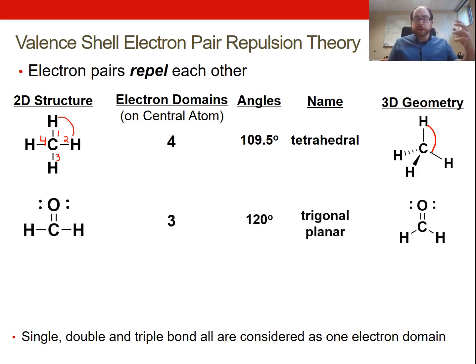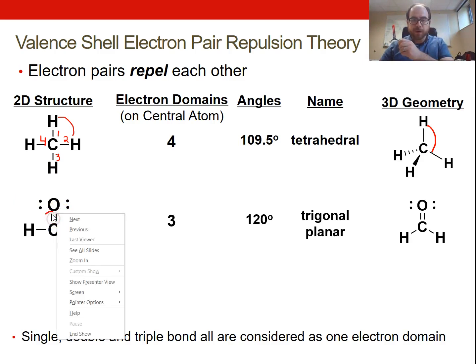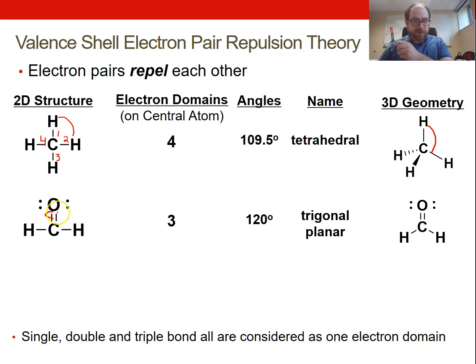If I have 3 electron domains, say formaldehyde, here's what my formaldehyde structure looks like on my model. The 3 electron domains are around the central carbon. We count the double bond between carbon and oxygen as 1 domain, and then the remaining 2 carbon-hydrogen bonds are my remaining domains. So I have 3 domains around that central carbon. The bond angle between them is going to be 120, and we call this trigonal planar.